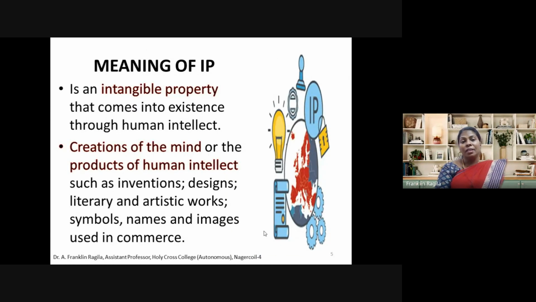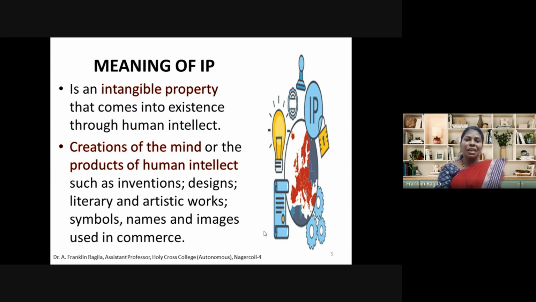The first topic talks about the meaning of IP, that is intellectual property. Intellectual property is an intangible property. It cannot be seen or felt. So where does it come from? That's the question when we ask about the meaning of IP. This intellectual property comes from the human mind.